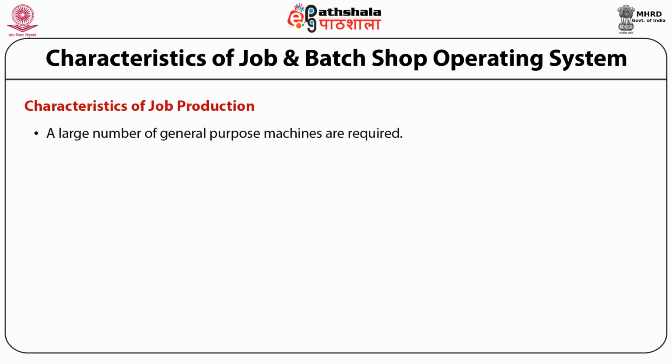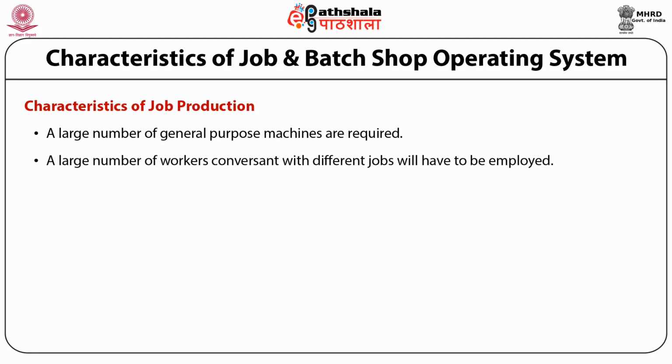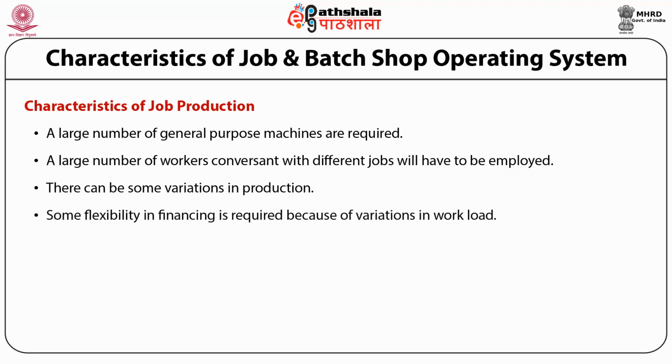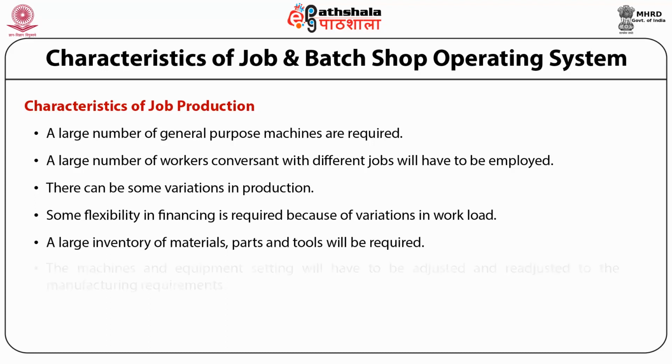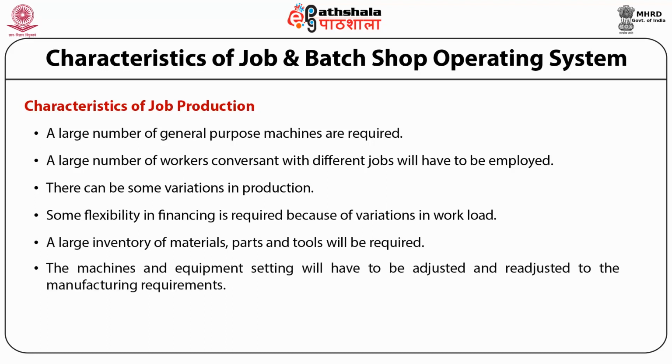First, a large number of general purpose machines are required. Second, a large number of workers conversant with different jobs will have to be employed. Third, there can be some variation in production. Fourth, some flexibility in financing is required because of variation in the workload. Fifth, a large inventory of material, parts, and tools will be required. Sixth, the machines and equipment have to be adjusted and readjusted to manufacturing requirements. Seventh, movement of material through the process is intermittent.